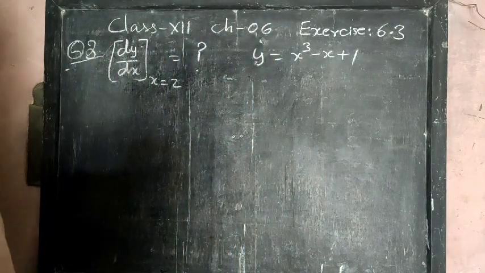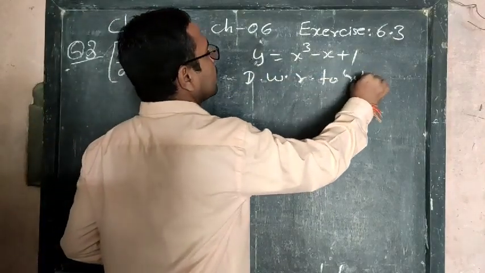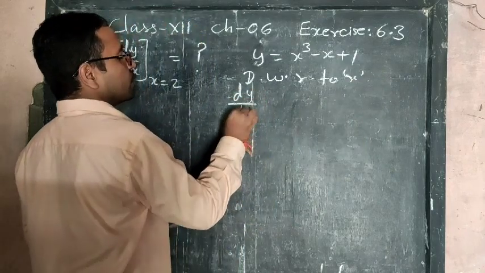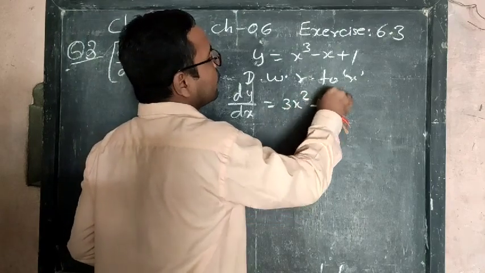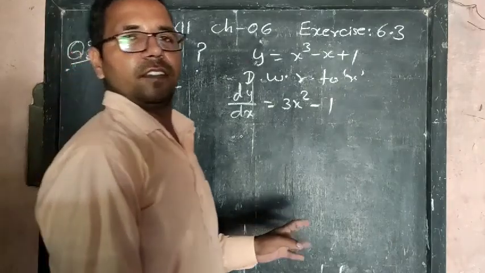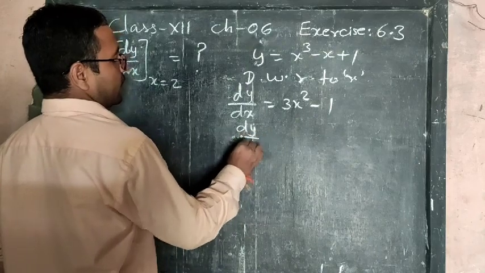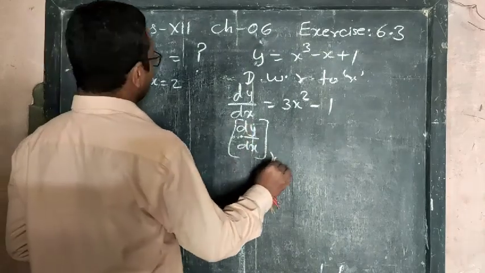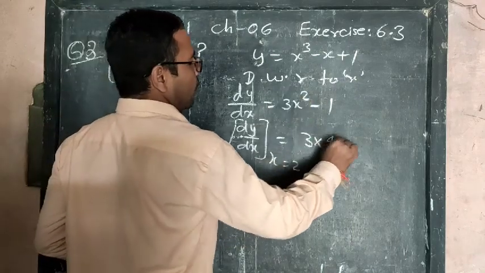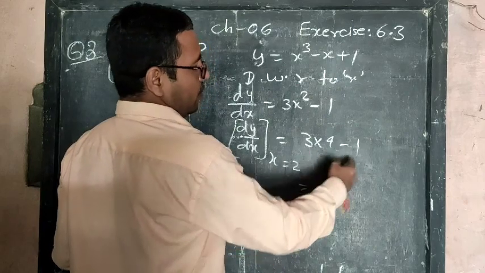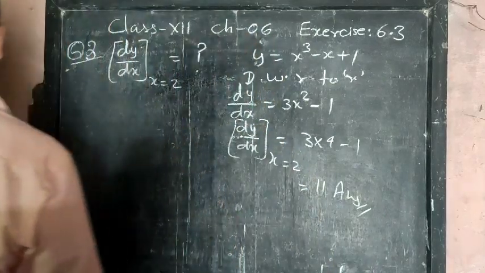Now we have to differentiate this function with respect to x. So dy by dx is equal to 3x square minus 1, and the differentiation of plus 1 is 0. Now we find dy by dx at x is equal to 2. So 2 square is 4, 4 threes are 12, 12 minus 1 gives 11. So 11 is our answer.